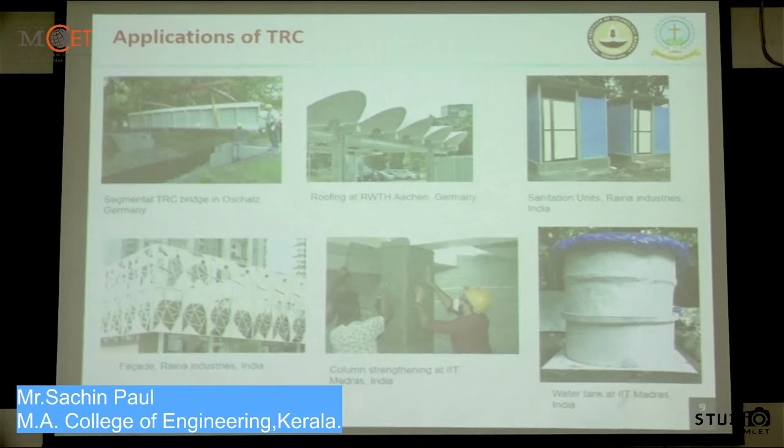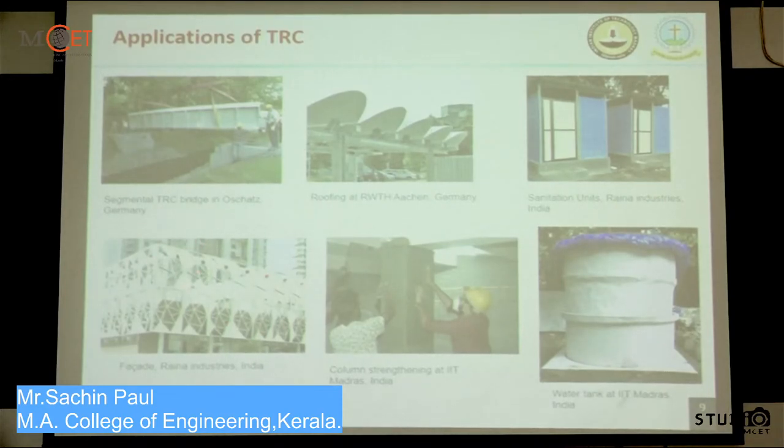So these are some of the major works around the world and some of the important works in India. The first one is the first bridge that is made up of textile reinforced concrete, which was in Germany. The second one is a roofing system for the parking area, again at RWTH Aachen, where I worked for some time. The third is Saint-Gobain, the sanitary units by Rain Industries, which is one of the textile reinforced concrete manufacturers in India. Very clearly, there is only one company that manufactures textile reinforced concrete in India, and they have fabricated these same sanitary units as a part of the Swachh Bharat project.